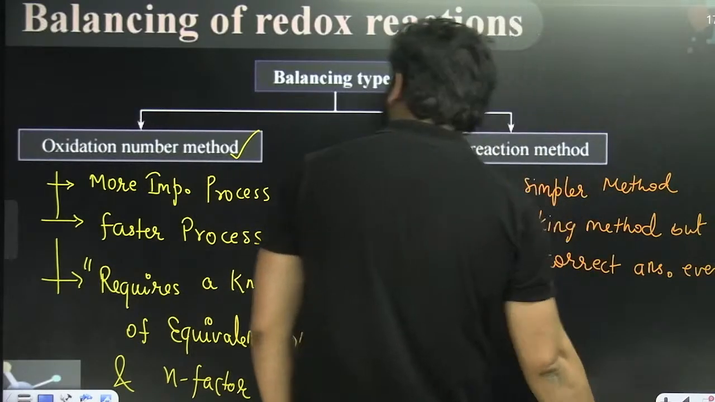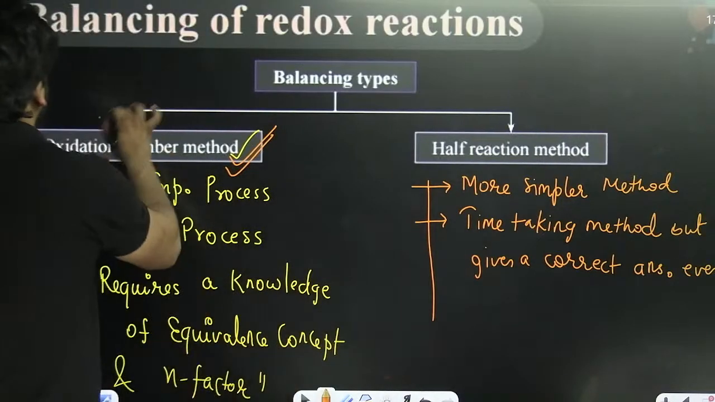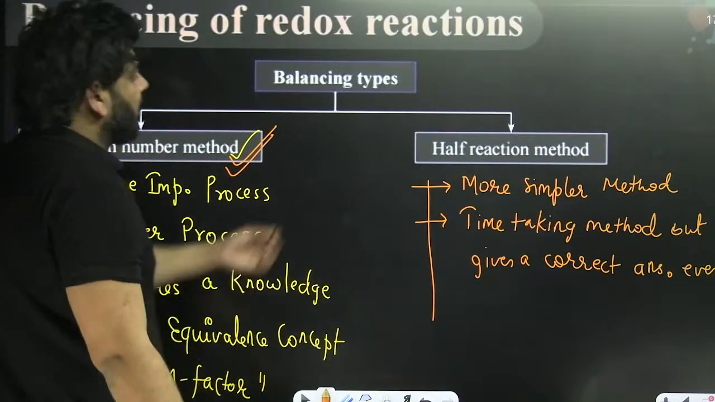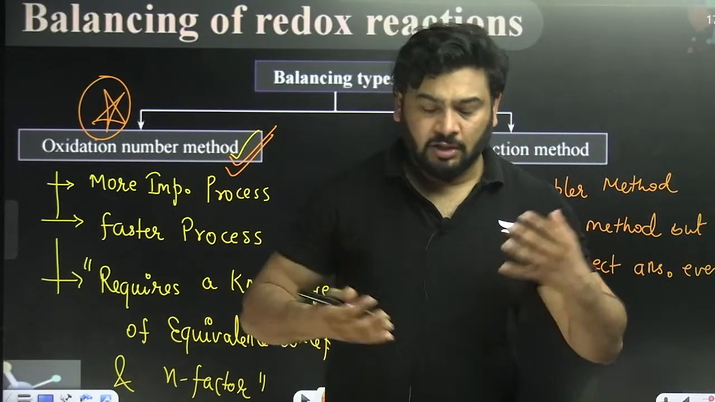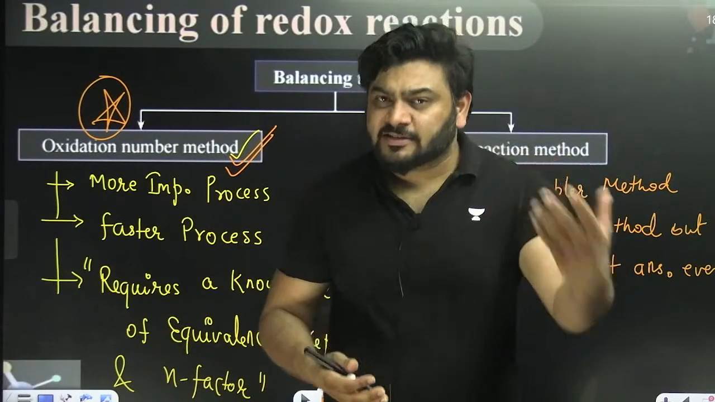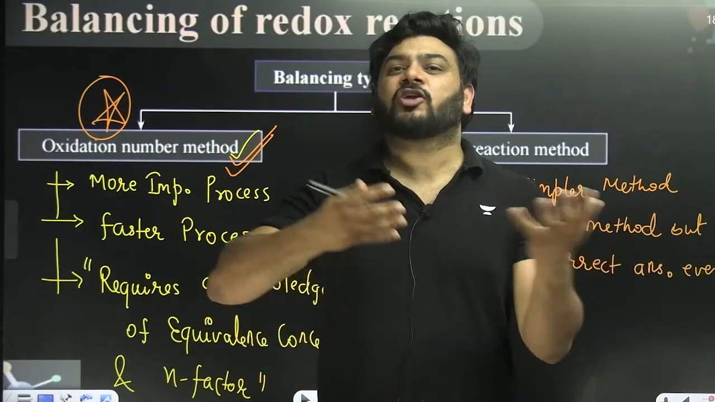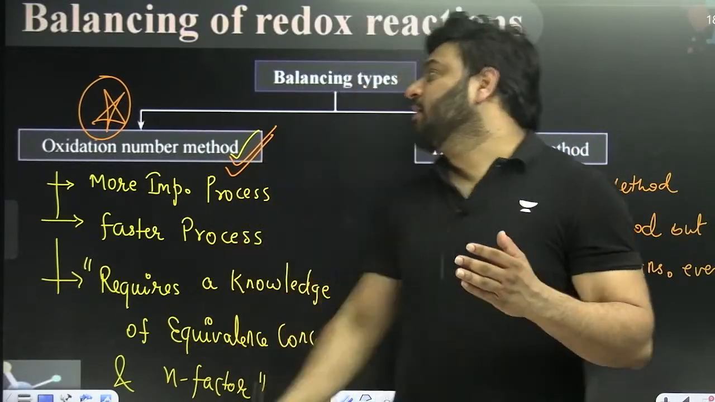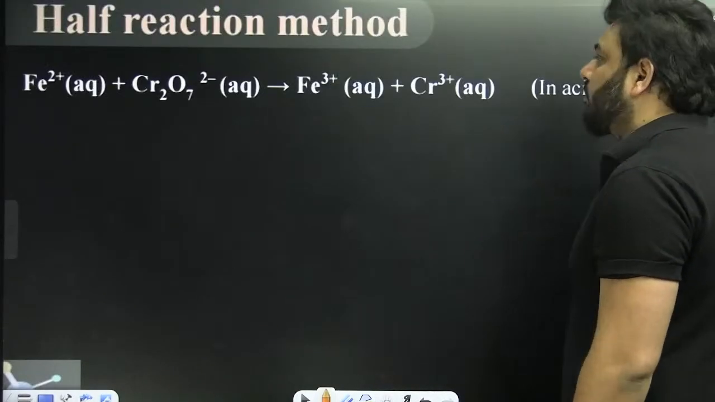So anyways, this is the more preferred method, but initially we will begin with the half reaction method, unless we are aware of the equivalence concept. Unless we know about the valency factor or n factor or equivalence concept, we have to study the oxidation number method first. So I'll take you to the oxidation number method.